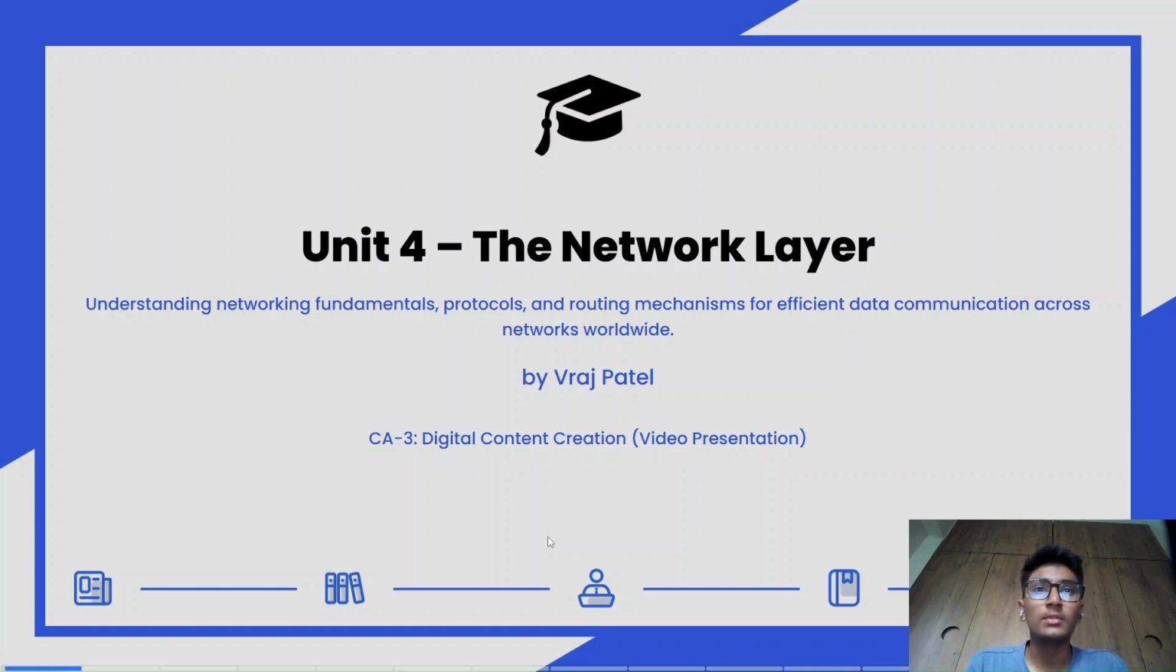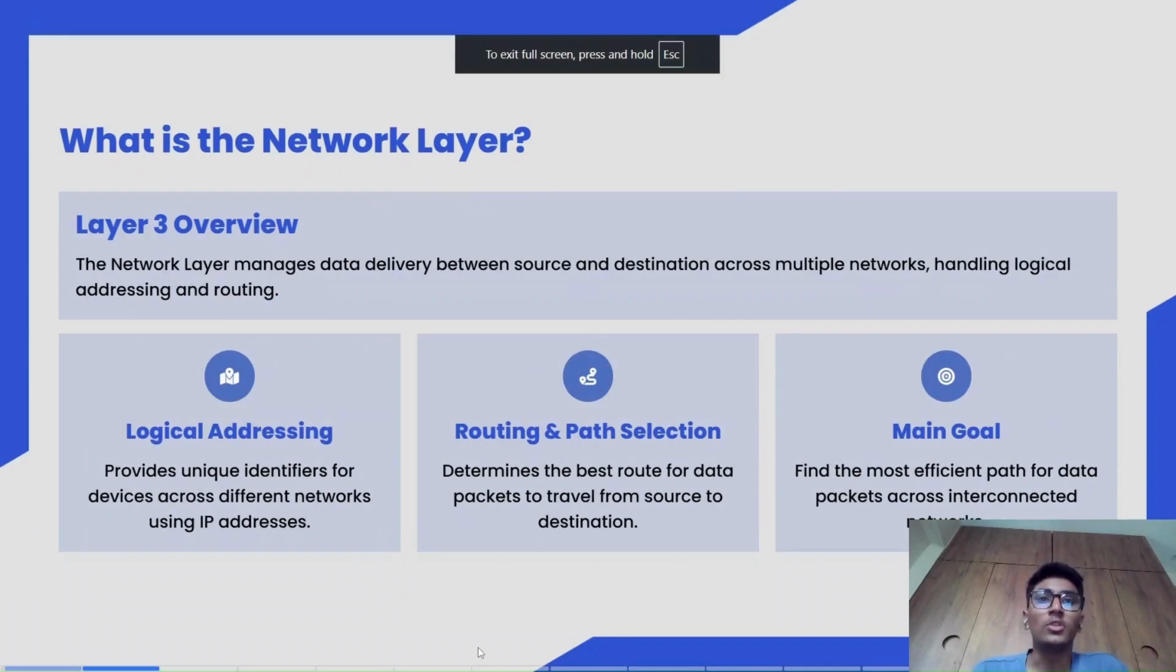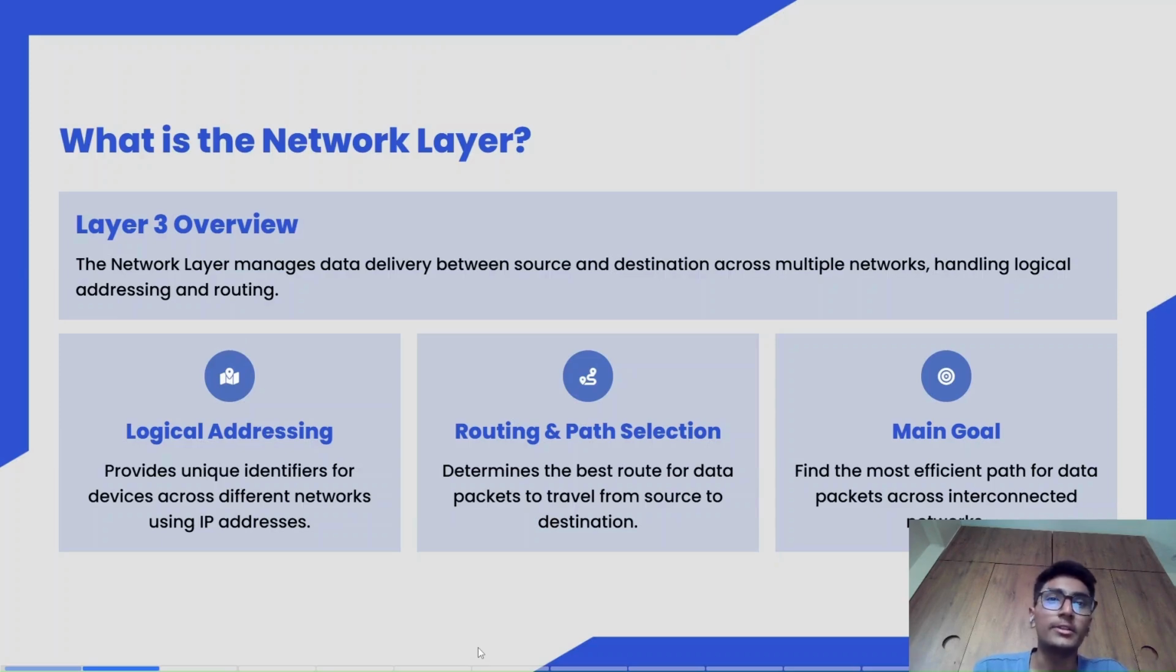Over the next few minutes, we will thoroughly explore the networking fundamentals, protocols, and complex routing mechanisms that make global data communication possible. So now, what is the network layer? The network layer is layer 3 of the OSI model. Its role is to manage data delivery between a source and a destination across multiple or interconnected networks.